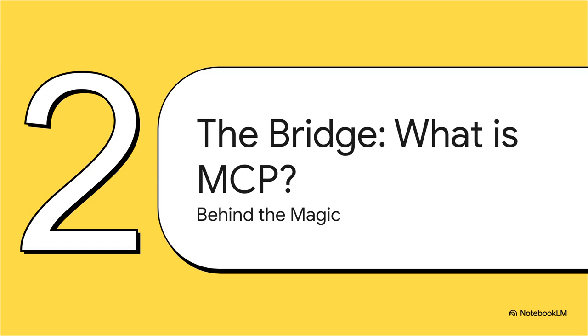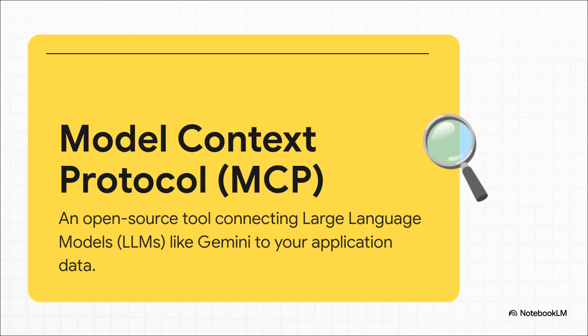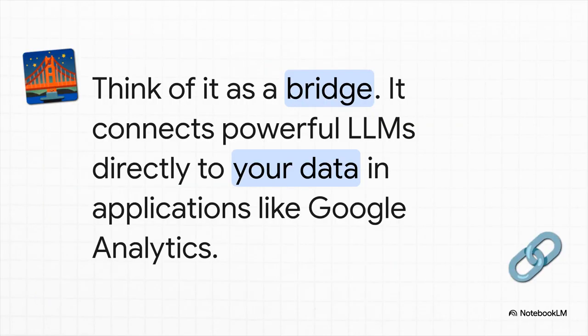So you're probably wondering, how on earth is this even possible? What's the magic behind the scenes that lets you have this kind of conversation? Well, let's pull back the curtain. We need to talk about the core technology here, and it's called the Model Context Protocol, or MCP for short. So, the MCP, what is it? Put simply, it's an open source tool that acts as the crucial missing link. It's what connects a super powerful large language model, like Gemini, directly to all the data living inside your own applications.